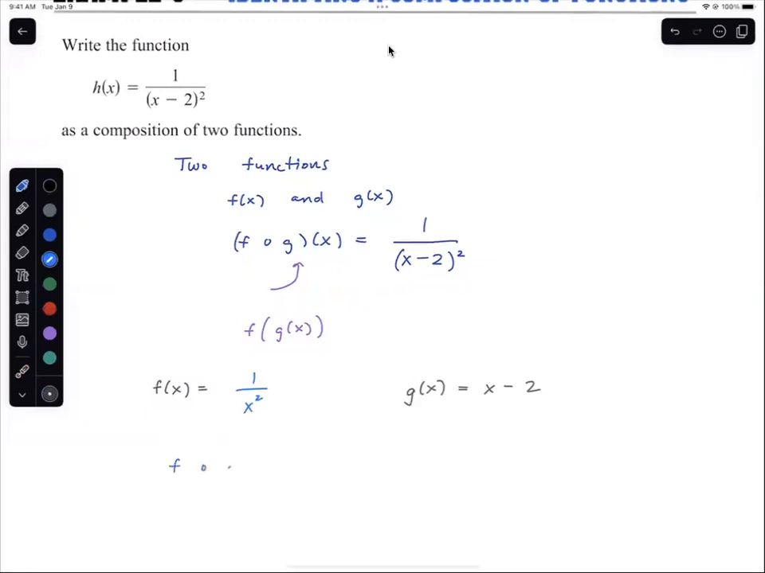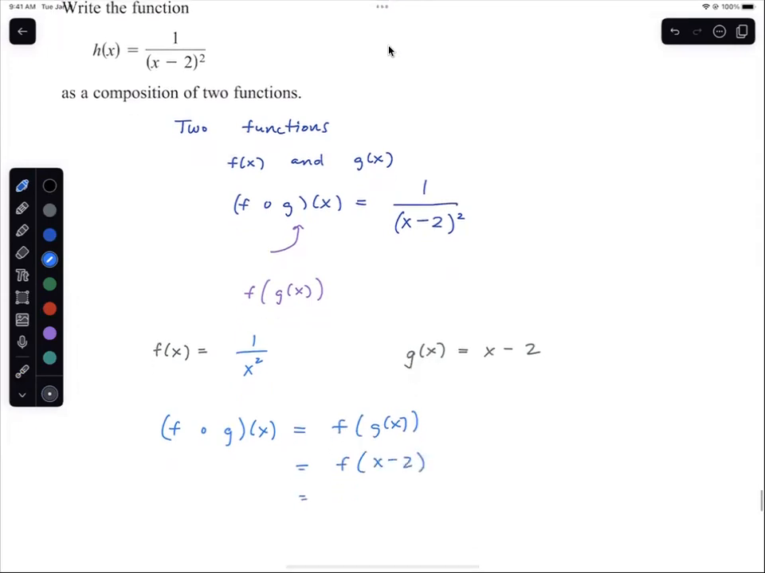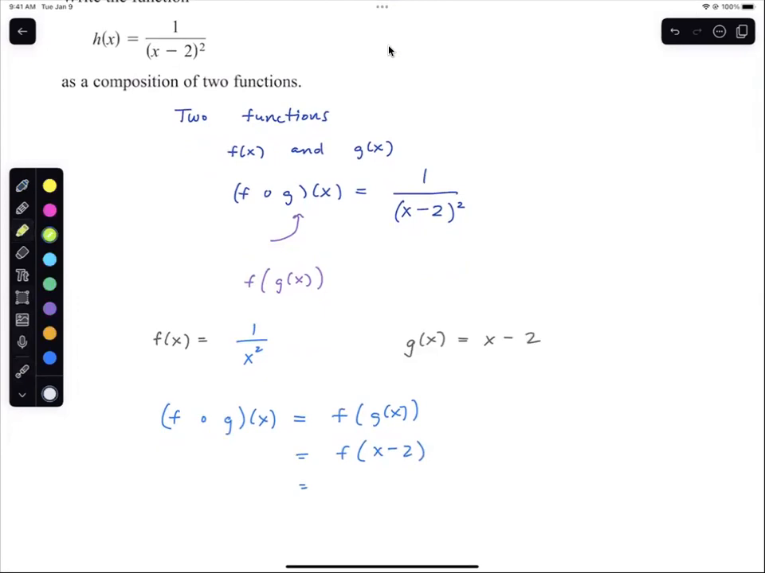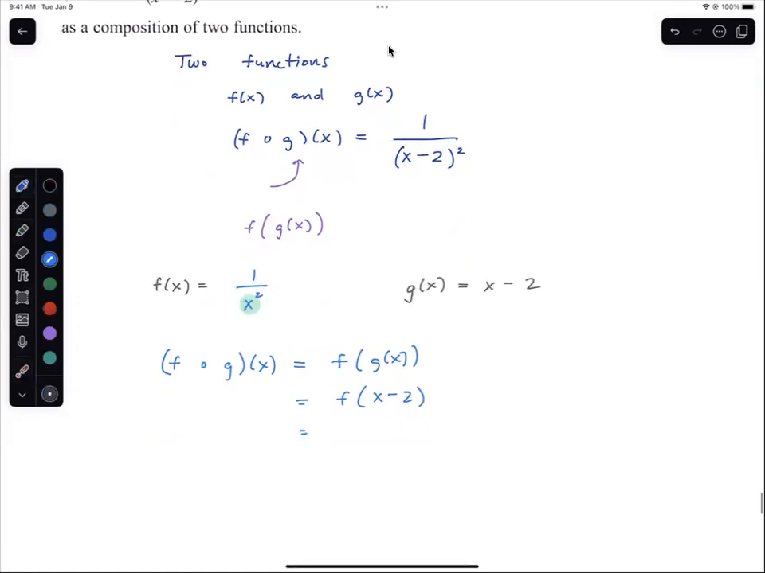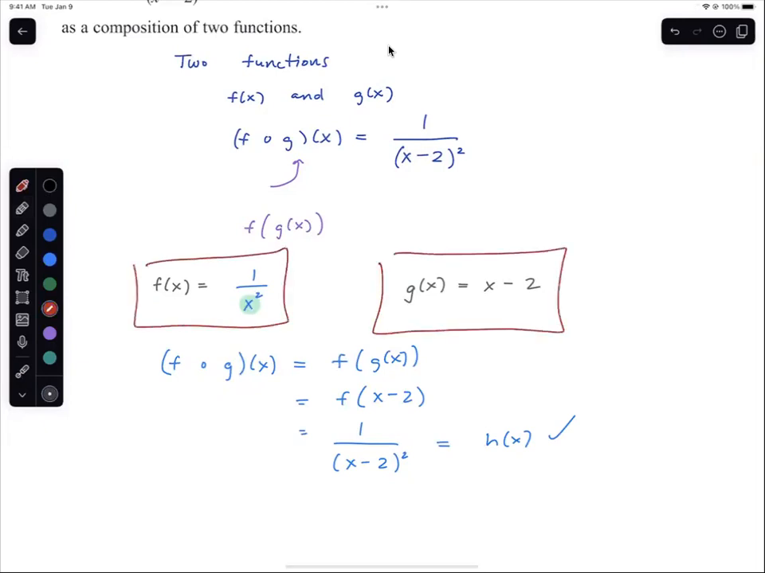Now I can test this to see if it works. F composed of g of x would be f of g of x, so it'd be f of x minus 2, which means that wherever I see an x in f of x, I'm going to replace it with an x minus 2. And if you see, it's going to be 1 over x minus 2 squared, which is h of x as we wanted. So this is your f of x and this is your g of x. So those are your two functions. And this is the end of 1.5.